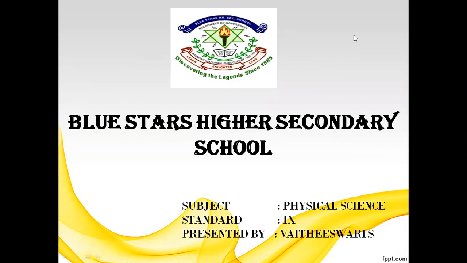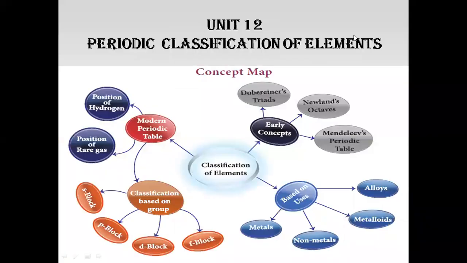Today we are going to see a small introduction to Unit 12, Periodic Classification of Elements. This is the concept map of periodic classification of elements. All of you know that the world is formed by many substances, atoms and elements. All the elements have a unique nature and property. So the elements are categorized and arranged based on their properties.